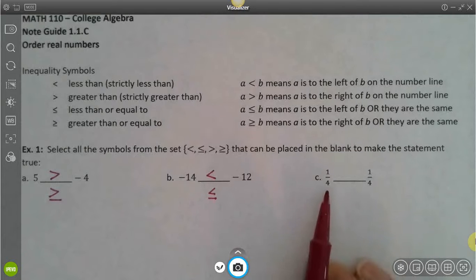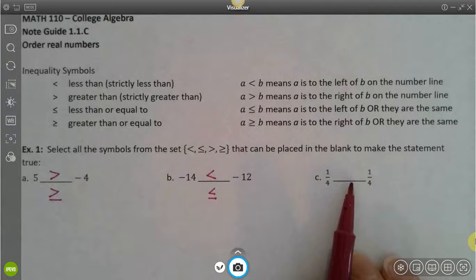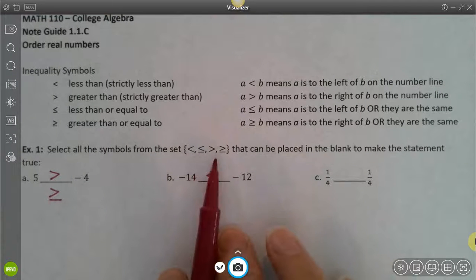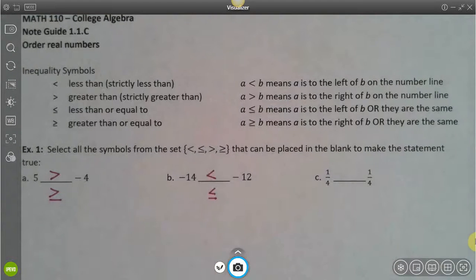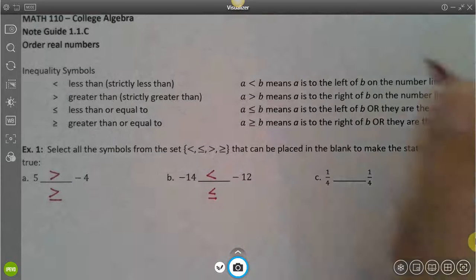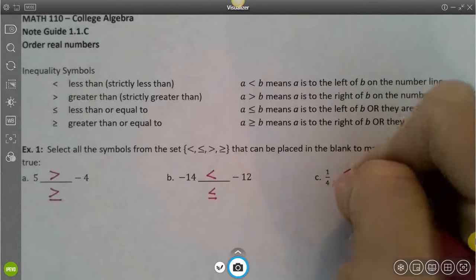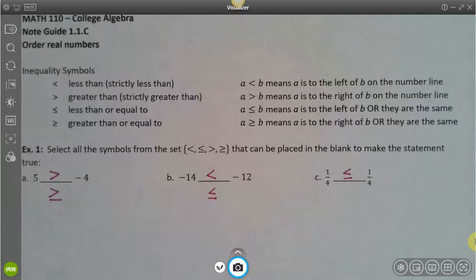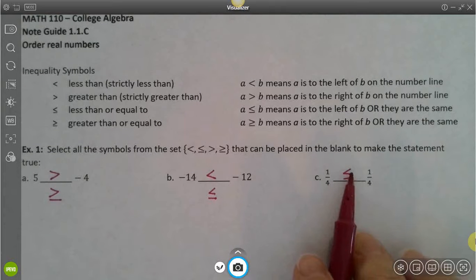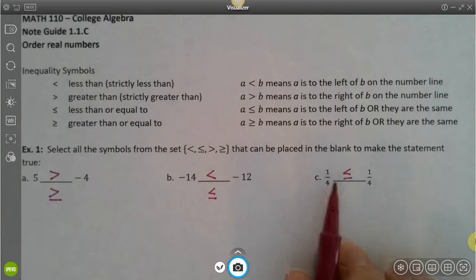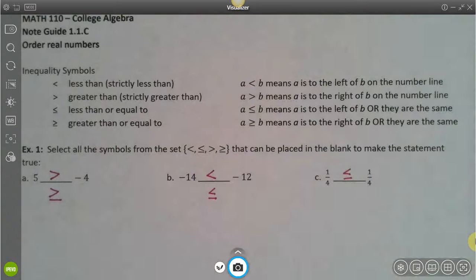Now for C, we're comparing 1/4 and 1/4, the same number. So it looks like the logical choice would be just to put an equal sign in there, but that's not one of the options in this case. So what we can say is that 1/4 is less than or equal to 1/4. Now in this case, it's not less than, but because we have the equal to attached to this symbol, this gives us a true statement. 1/4 is indeed less than or equal to itself.